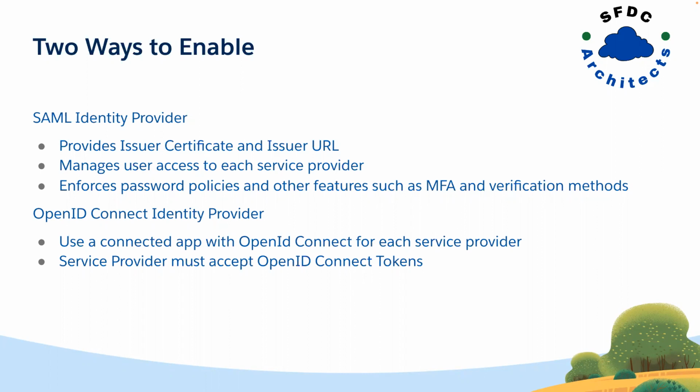The second way to enable it is OpenID Connect. This one is also going to use a connected app, but it's going to use a little bit different setup, and we're going to go through that in a little bit, that you can do for each service provider. The key about OpenID Connect is whatever application you're connecting to has to be able to accept OpenID Connect tokens. Otherwise, the second method doesn't work at all, which kind of makes sense.